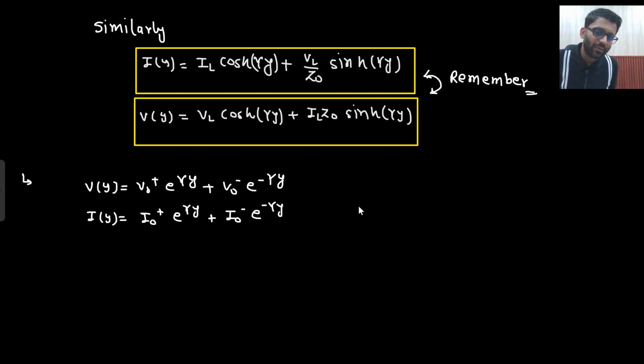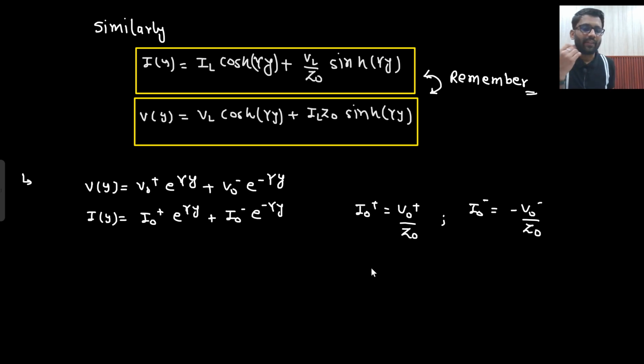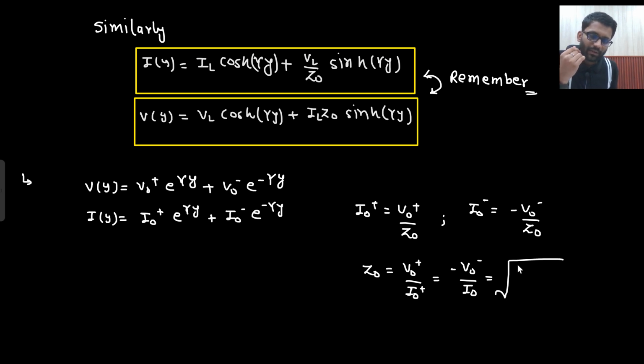One thing I know, what do I know? That my I naught plus is equal to V naught plus divided by Z naught, and I naught minus is equal to minus V naught minus divided by Z naught. So from here I can define my Z naught. Z naught is coming out to be V naught plus divided by I naught plus, or minus V naught minus divided by I naught minus, that is equal to under root R plus j omega L divided by G plus j omega C. This is one of the ways of writing it.